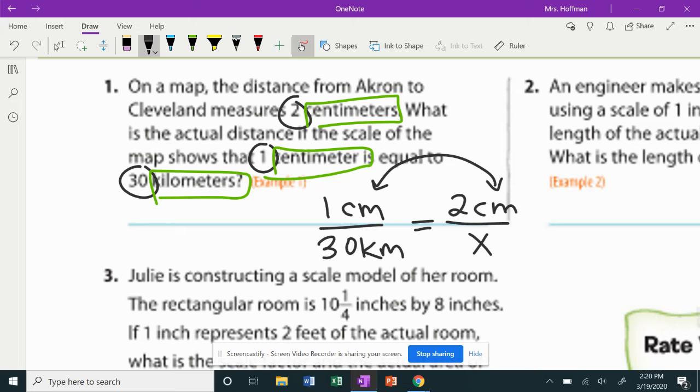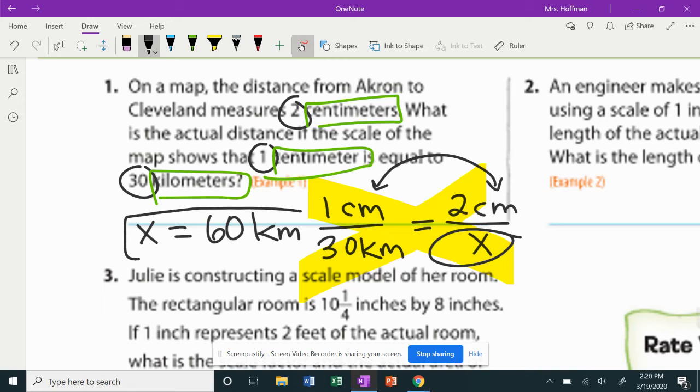If we do cross products, we're going to have X centimeters, and then on the other side, we're going to have 30 times 2, which is 60. Luckily for us, we don't even need to solve anything after that. That's just going to be X is equal to 60. And since X is on the bottom, what unit is that going to be? Well, that's going to be kilometers because it's the same as this 30 kilometers down here on the bottom. And there you go. So let's do one more.